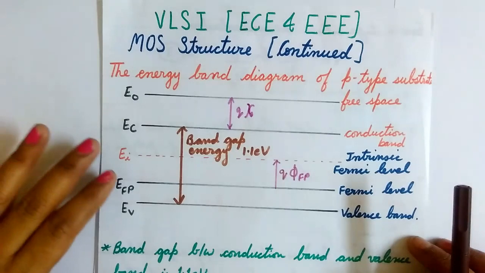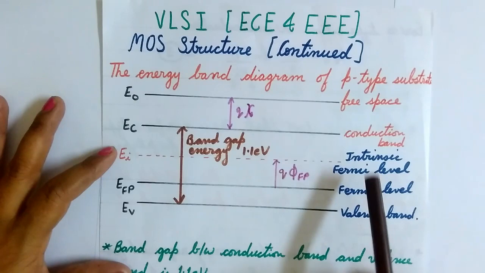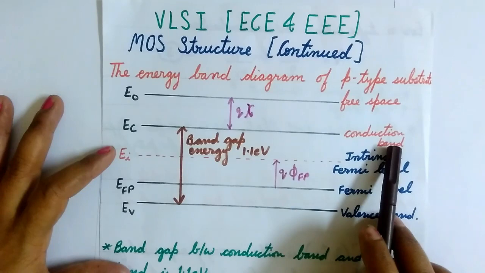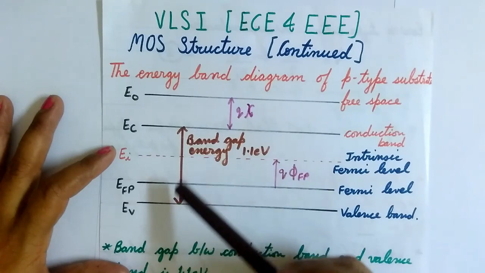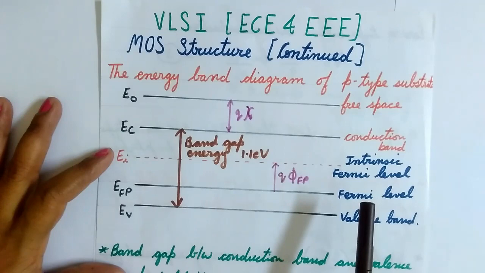As we can see here in the diagram, these are the energy levels, and here I have written the names of these energy levels. At the bottom we can see EV, which is the valence band, and this EC is the conduction band. Between EC and EV is the band gap of 1.1 electron volt, and in the center, EI should be in the middle of EC and EV, and it is the intrinsic Fermi level.